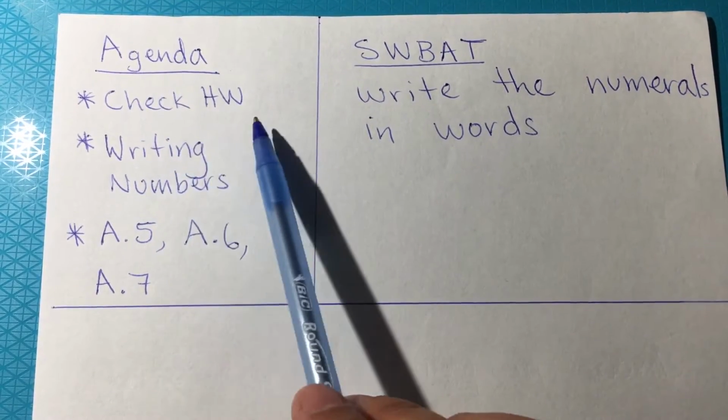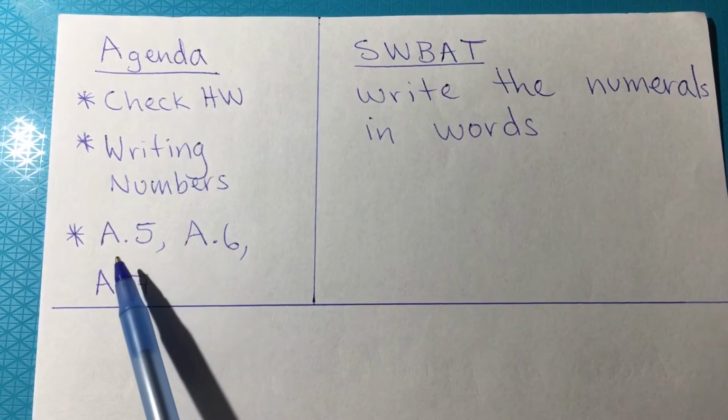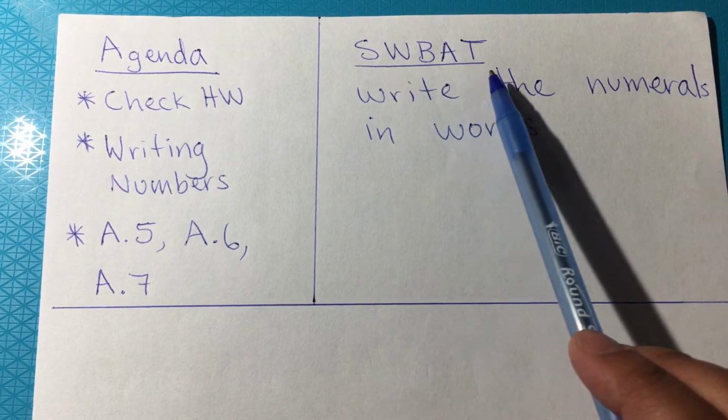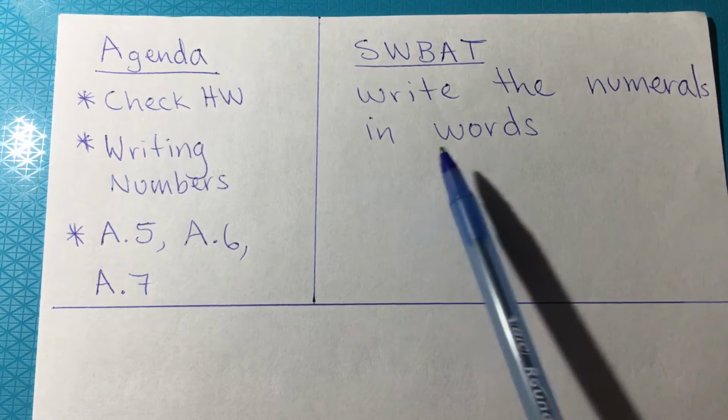Students, today's agenda is to check homework. We'll be writing numbers and you will be able to do pages 5, 6, and 7 from Module A. Today, students will be able to write the numerals in words.